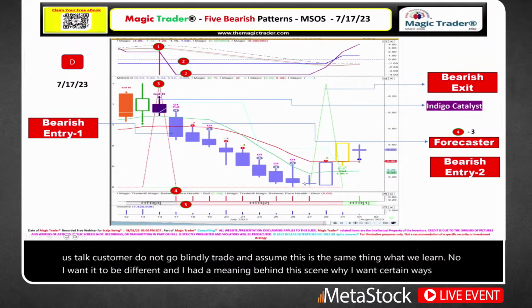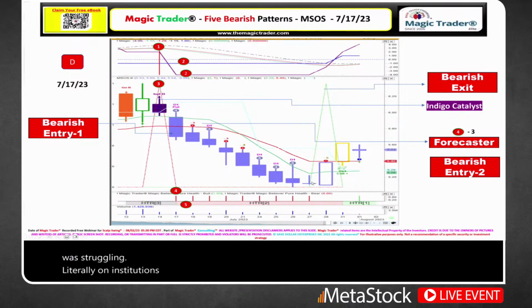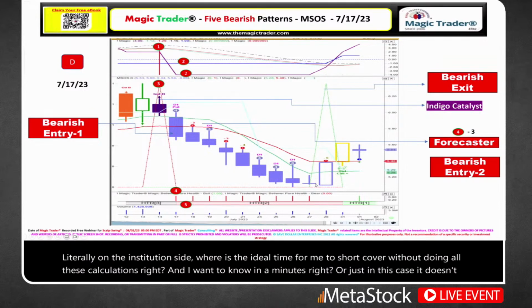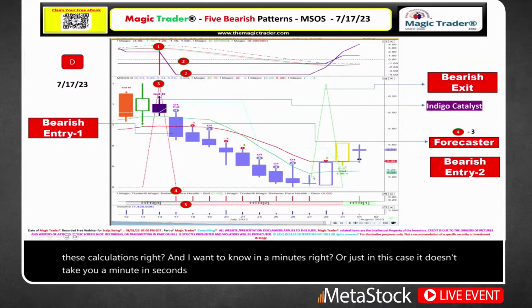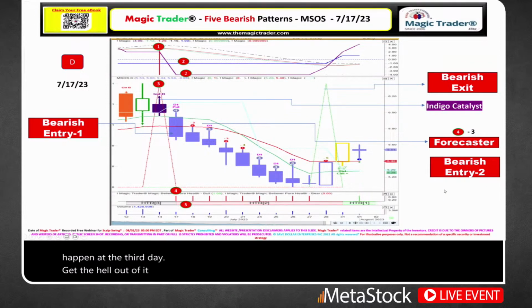I was literally struggling on the institution side. Where is the ideal time for me to short cover without doing all these calculations? I want to know in a minute, or in this case, it doesn't even take a minute. In seconds, you recognize a spike is forming, half piece. Half piece does happen on the third day. Get the hell out of that. And if you see a yellow bar, that's your death sentence on a smaller time frame.